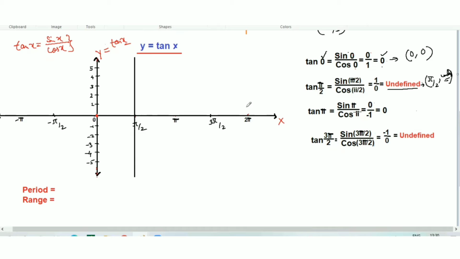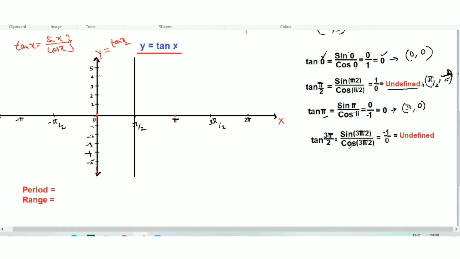Now see the next one. The next one is tan of pi. Tan of pi is sine pi over cos pi. The sine pi value is 0 and the cos pi value is -1, and 0 over anything is equal to 0. So here x is pi and y is 0. Now plot this point here. X is pi, here pi, and y is 0. So we won't go anywhere. We have to stay here. So this is the point here.